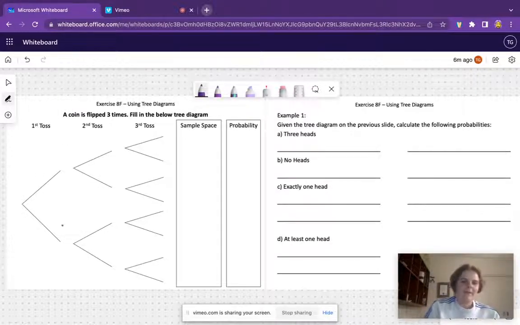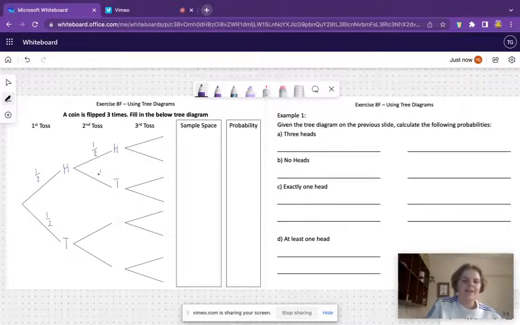So this is for flipping a coin 3 times. Here we've got our first toss. Our options are head and tail. And then we've got our second toss. Your chances of getting a head are 1 out of 2. Chances of getting a tail are 1 out of 2. On the second toss, if we get a head on the first one, we can still get a head or a tail on the second one. And it's still a 1 in 2 chance of either option.